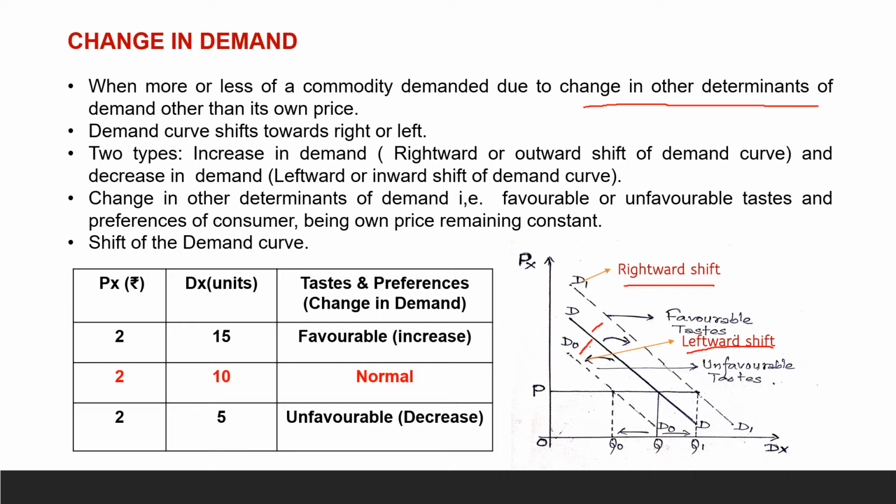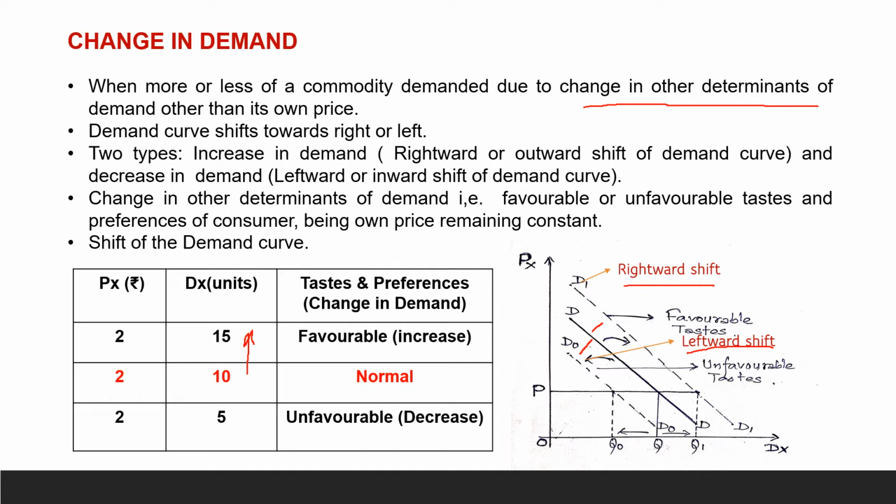Let us consider this demand schedule showing the change in demand. Price remains constant, other things remaining constant, at 2. Initially the price is rupees 2 per unit, and the quantity demanded is 10 units when there is a normal preference of the consumer. Now, due to favorable taste and preference of consumer, at a given price, the demand for the commodity increases.